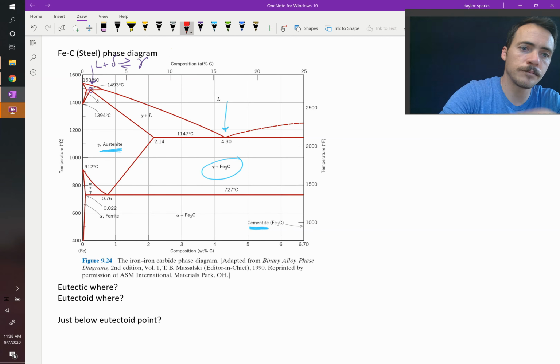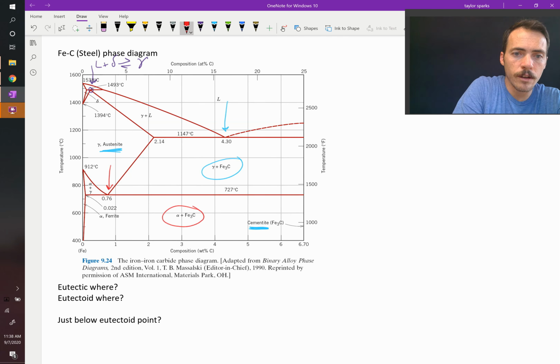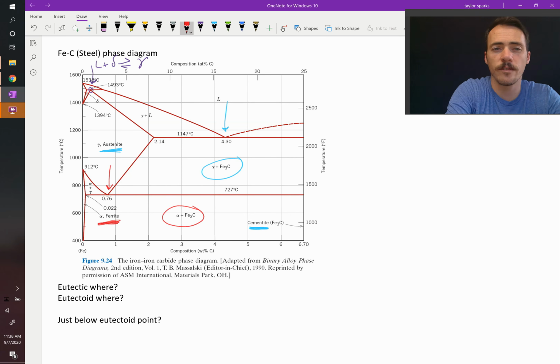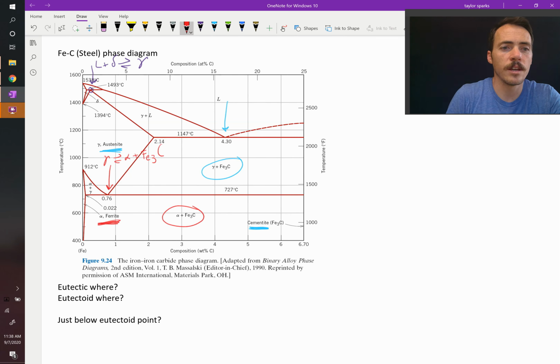What else do we have? How about right here? Cooling it down right there at 0.76 weight percent carbon, we go from pure austenite into a mixture of ferrite and cementite, where the alpha phase here is the ferrite phase. So one solid into two other solids is a eutectoid, right? Gamma turning into alpha plus Fe3C, that's a eutectoid, right? So a lot of cool reactions happening in this diagram.